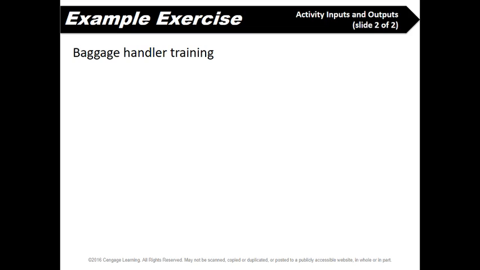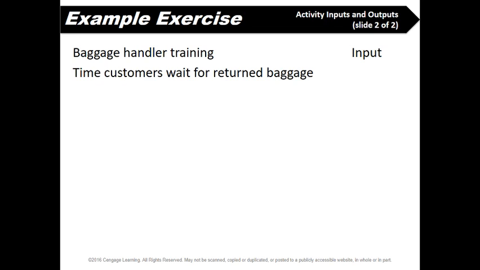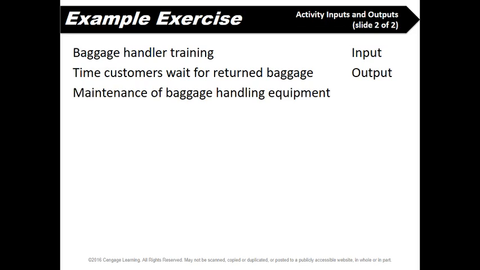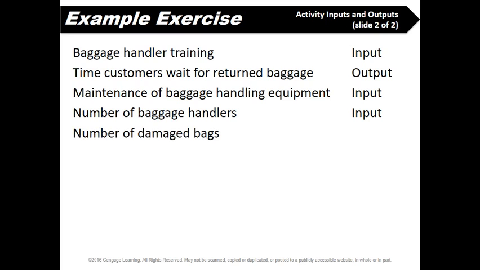So for baggage handler training, where does that occur in the process? That's an input. It happens before. The time customers wait for returned baggage, well, that would be an output because that is a result. The maintenance of the baggage handling equipment is another input. The number of baggage handlers, also an input. The number of damaged bags, that occurs at the end. That would be an output. On-time flight performance, where does this fall? Well, that would be an input.